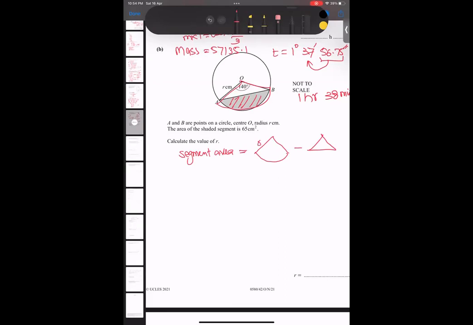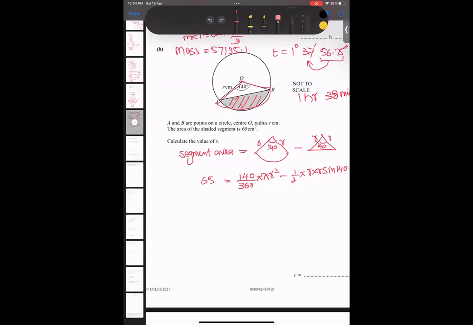The sector has radius r and angle 140, and the formula is theta over 360 degrees into pi r square. And what is the triangle? Radius and 140. And half into one side r, second side r, into sine of the angle between them. And this equals 65. How do I know? Because it is given.